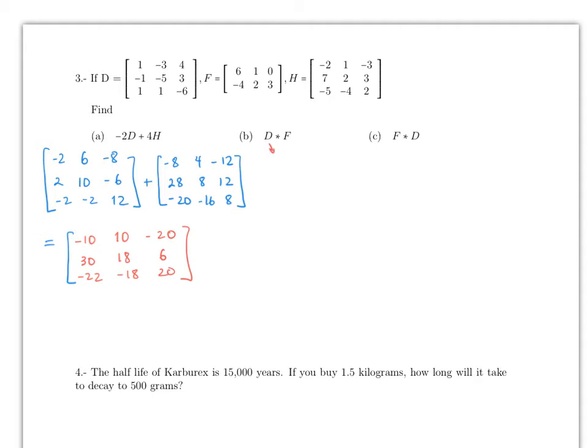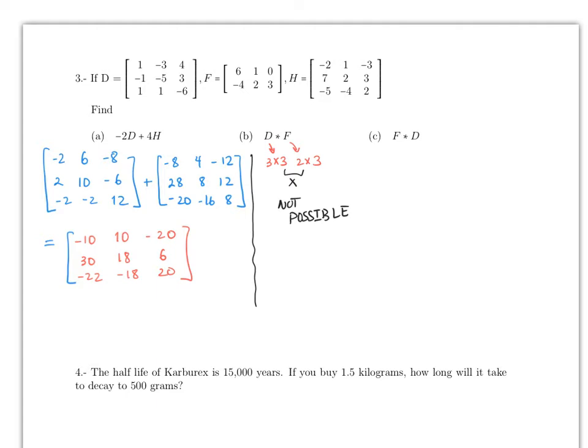Part B is asking you to multiply d times f. However, for this problem, the size of d is 3 by 3, which means 3 rows by 3 columns. And the size of f is 2 by 3. Since these two do not match, that means this is not possible. So not everything in life is possible. You can ask the Clippers about that.